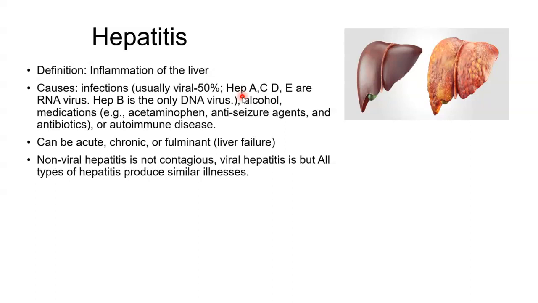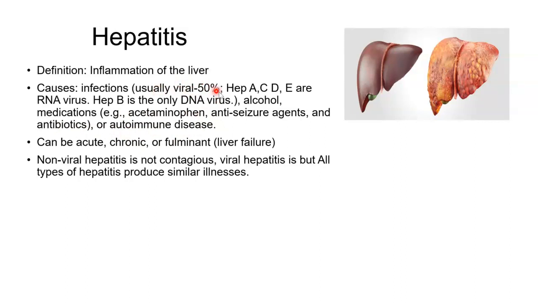Somebody can also have hepatitis that is not related to a virus. They could have hepatitis from alcohol, and inflammation of the liver, remember. Medications, especially hepatotoxic medications like acetaminophen overdoses, anti-seizure medications, maybe some antibiotics that can be pretty liver toxic, autoimmune disease. So again, multiple reasons.